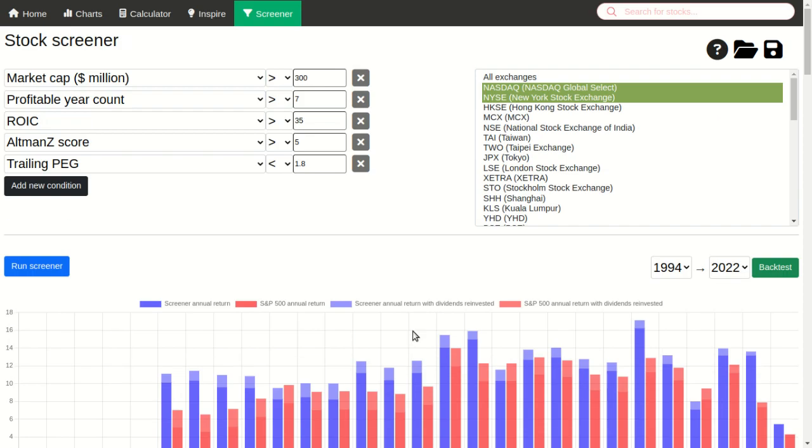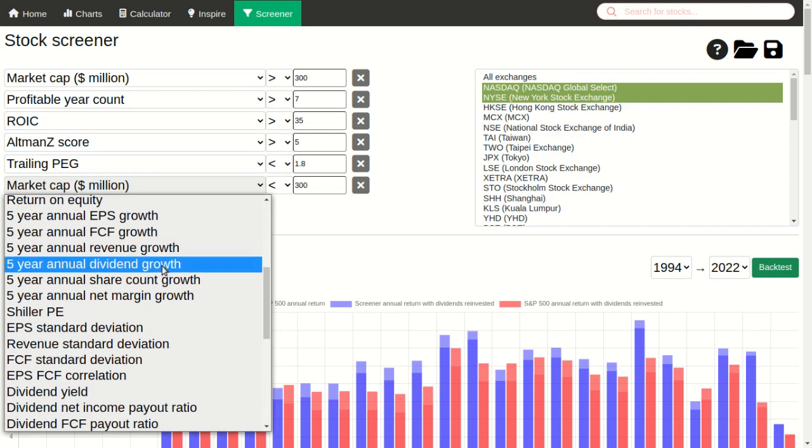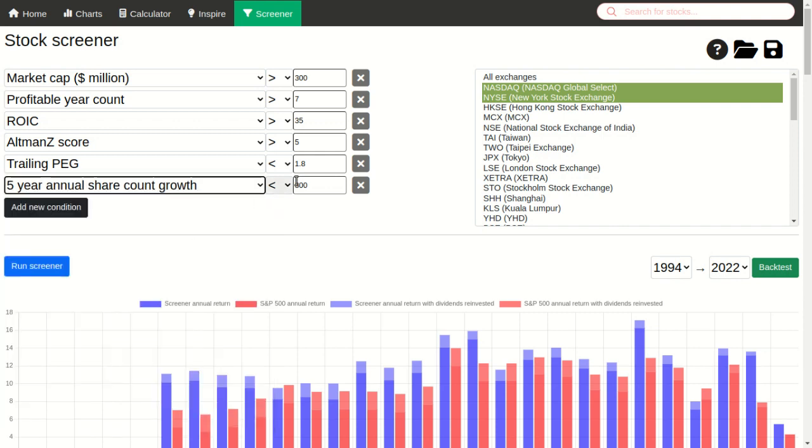Next, let's make sure that we are not getting diluted. If a company dilutes your shares, that means your ownership in the company is continuously decreasing, and that also means that the earnings per share will decrease as well. So let's make sure that the share count growth is less than -1. This means that the company is actually buying back more than 1% of their shares annually.